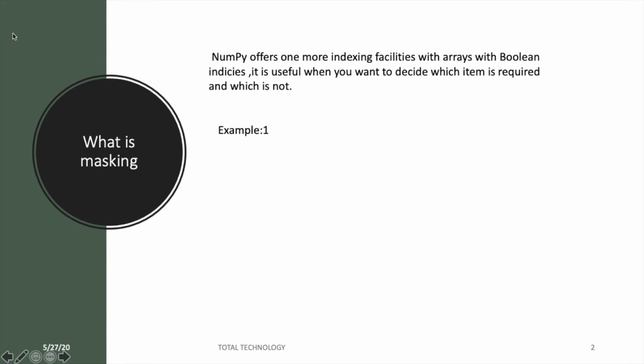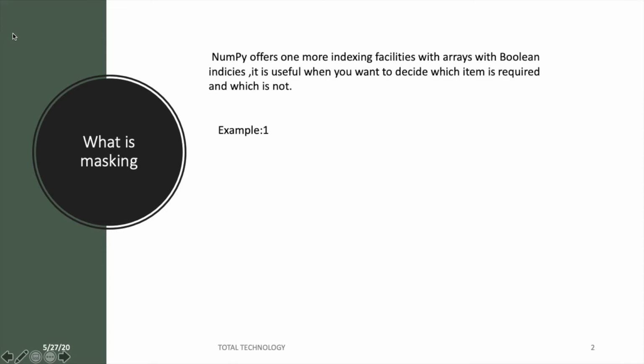And what is masking? As per the Numpy definition, I just took this line from the Numpy official documentation. Numpy offers one more indexing facility with arrays with boolean indices. In the last tutorial for fancy indexing, our array was integer indices, and in this tutorial it will be boolean indices. Within the array, all elements will be true and false, and depending on that the resultant array will be decided.